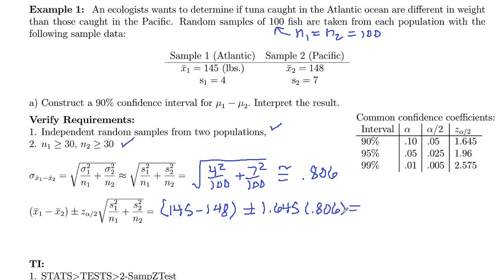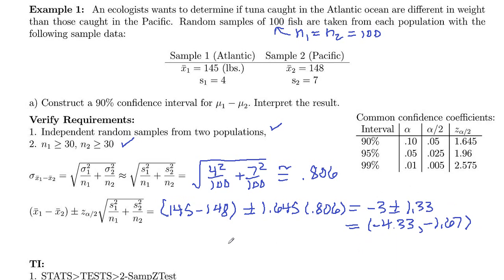And so if you enter this into the calculator, then you will get -3 for the difference, plus or minus 1.33 to 2 decimal places. So that is going to be -4.33 to -1.67. So -3 minus the 1.33, and -3 plus the 1.33.